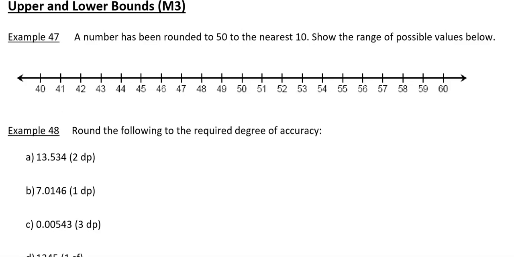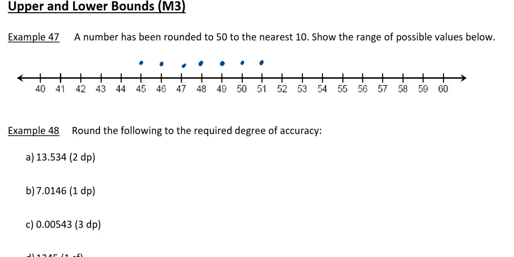But if something's rounded to the nearest 10 and your answer is 50, the smallest thing it could possibly be is 45, because 45 would be rounded up to 50, whereas 44 would be rounded down to 40. So 44 is not going to work. So 46 would also be rounded up to 50, 47, 48, 49, and 50 clearly is going to be rounded to 50 as well.